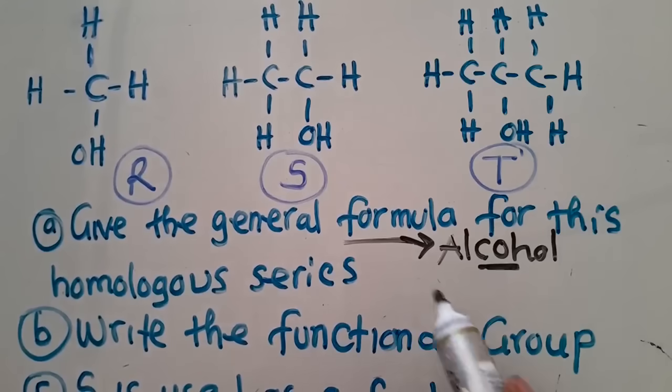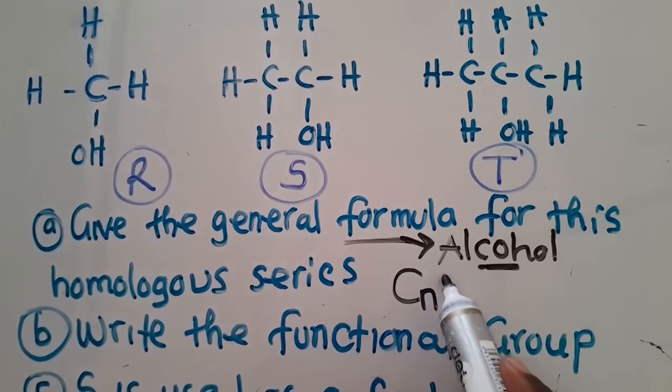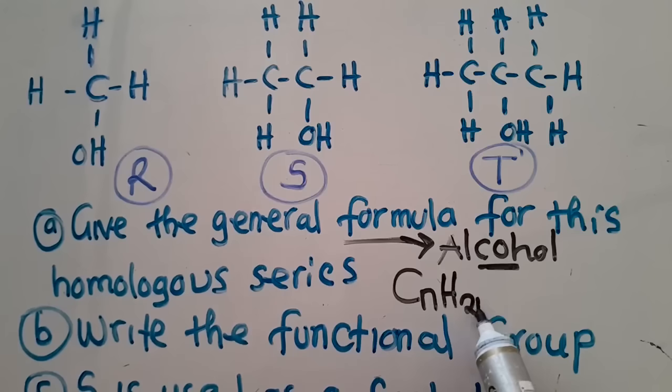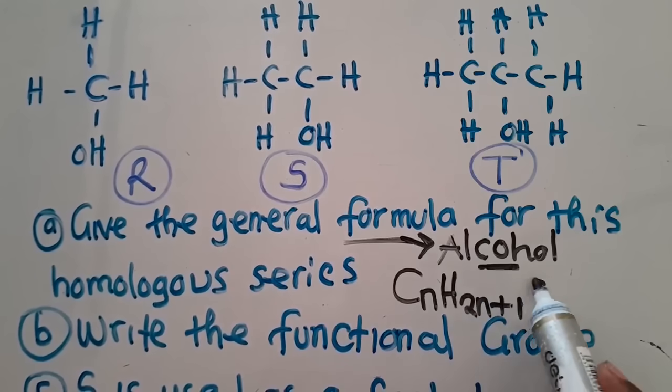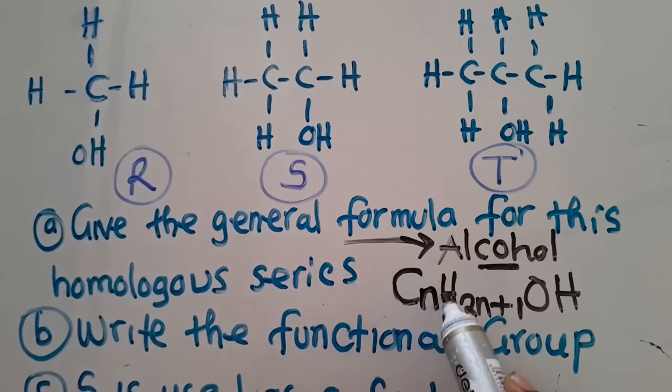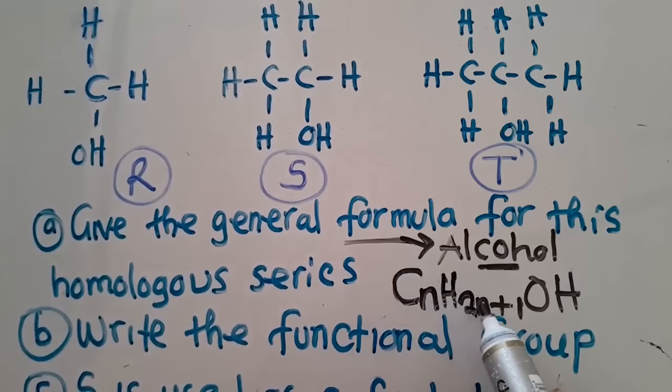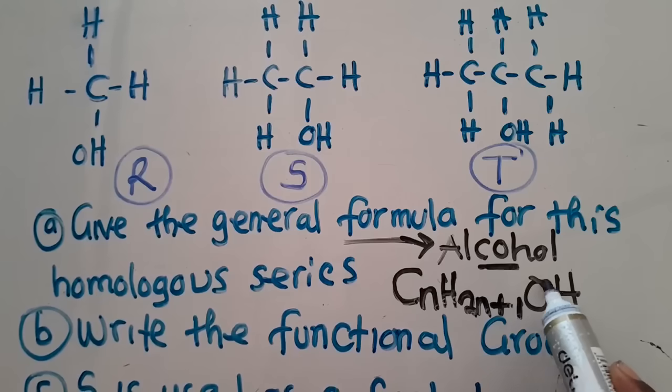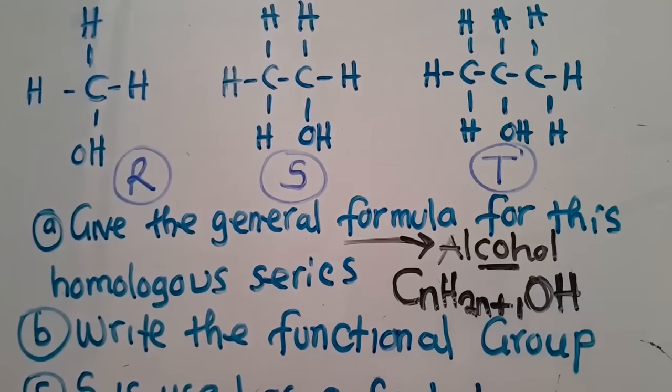What is the general formula for alcohols? CnH2n plus 1, then OH. I hope everyone is able to see. So CnH2n+1OH is the general formula for this homologous series. This is what you need to know and understand.